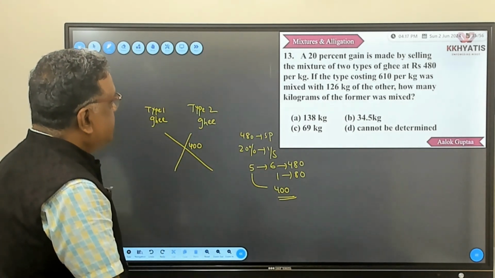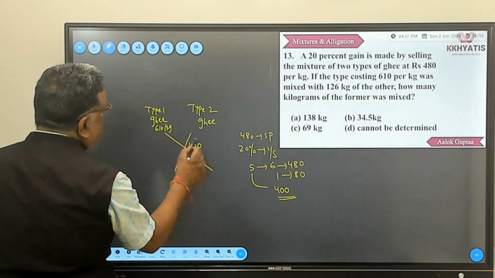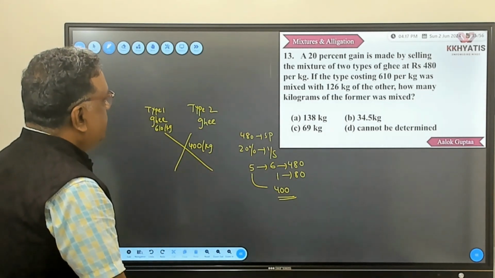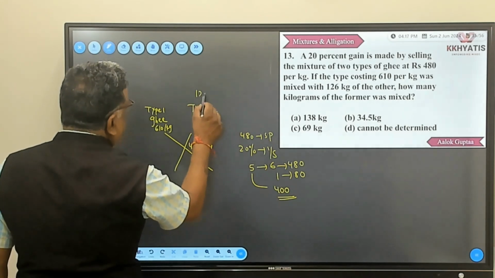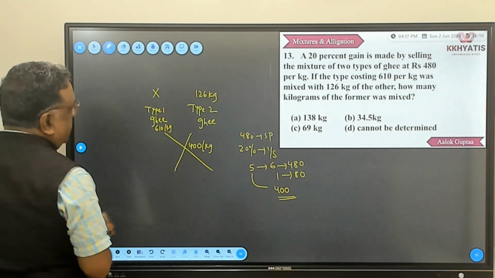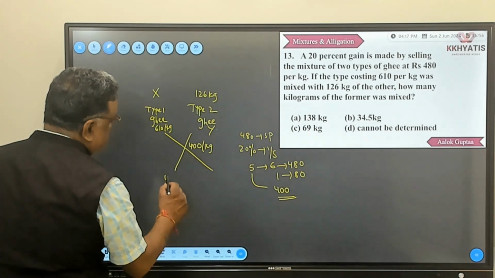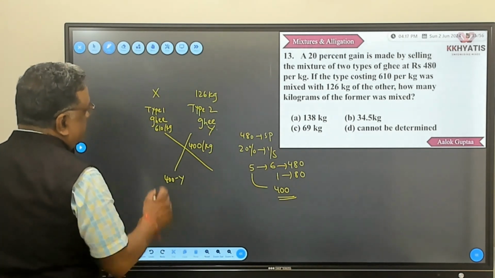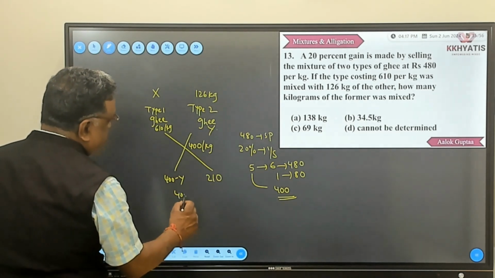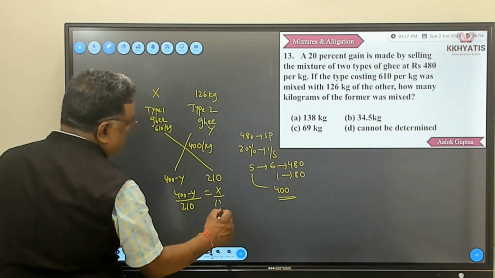If the type costing 610 per kg, so let us say this type was 610 per kg. Mixture is 400 per kg. Was mixed with 126 kg of other. So this quantity I know. This I don't know. I don't know the rate of this also. So now if I do 400 minus y and 610 minus 400 is 210. So I will get 400 minus y upon 210 is x upon 126.